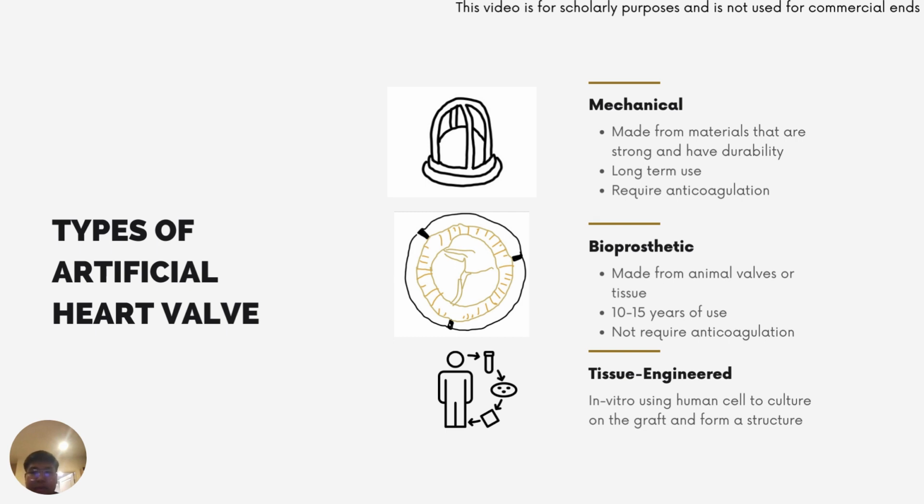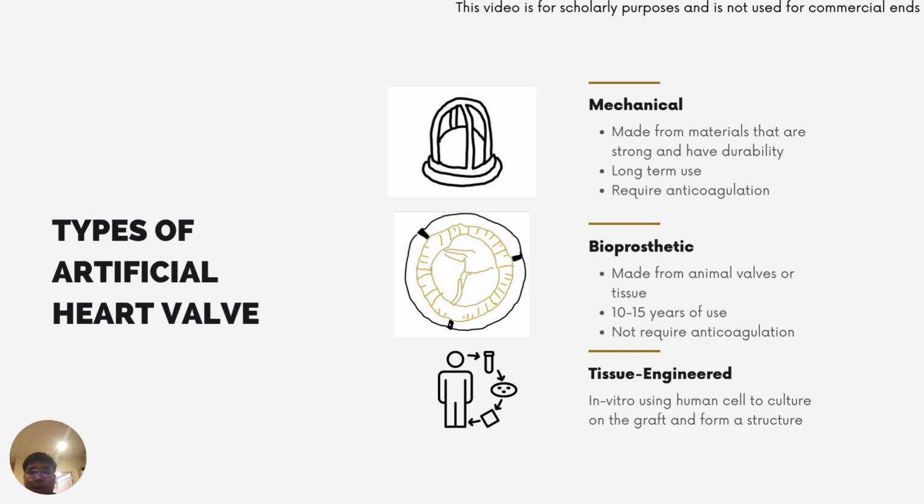After a long journey of the heart valve, it can be concluded that there are three main types of artificial heart valve. First is the mechanical heart valve, made from strong and durable material, which is suited for long-term use. However, patients who have this implant require continuous consumption of anticoagulation drugs.